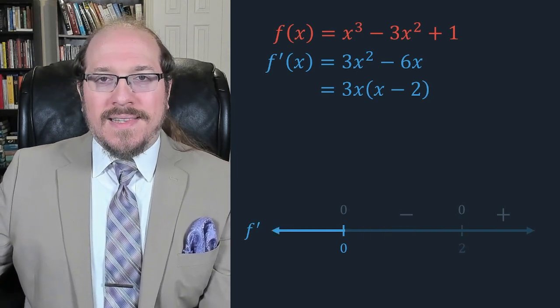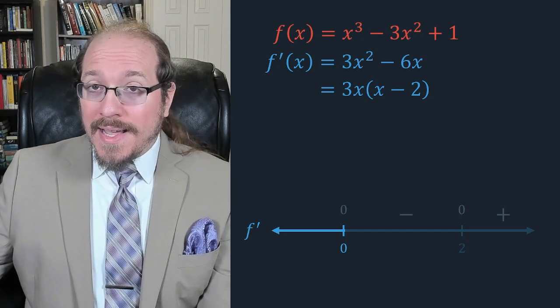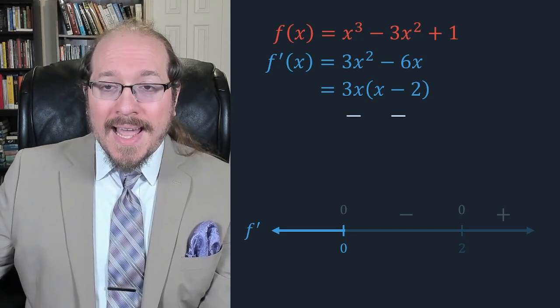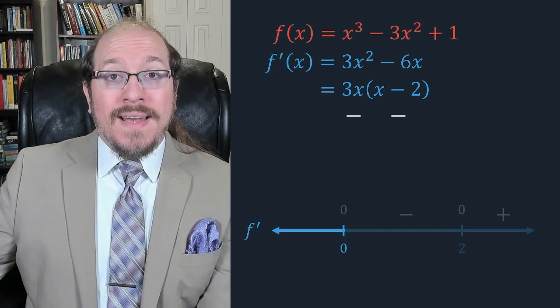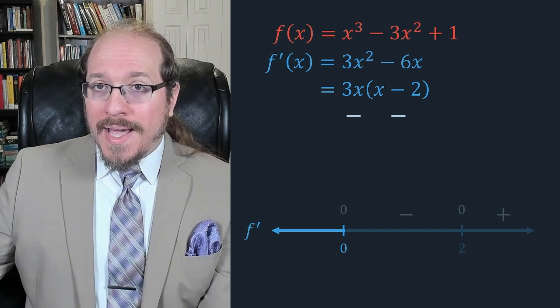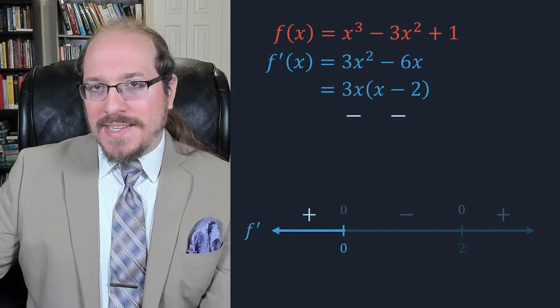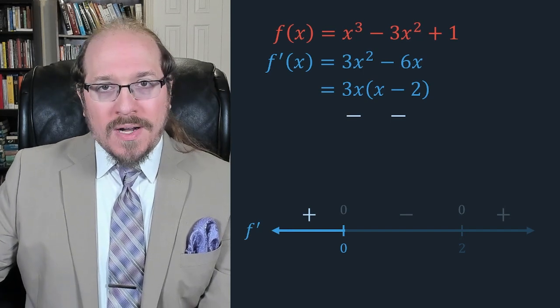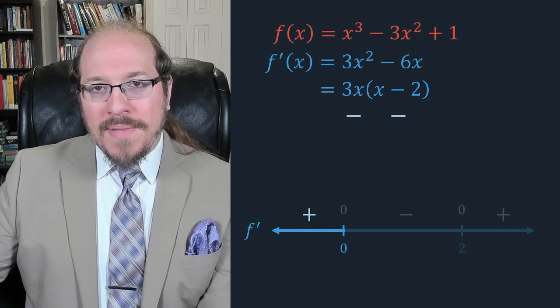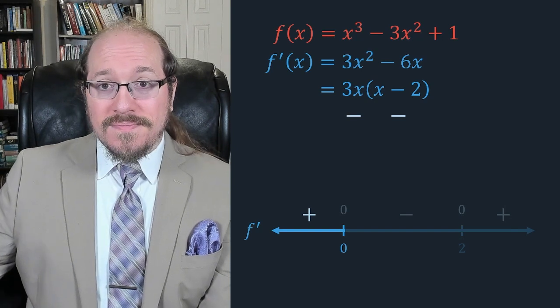Finally, what if x is less than 0? In that case, both 3x and x minus 2 will be negative. Now, negative times negative is positive. So to the left of x equals 0, we know f prime is positive. That means f is increasing.